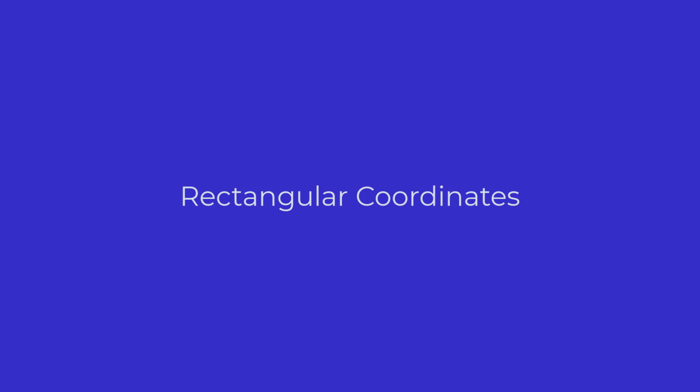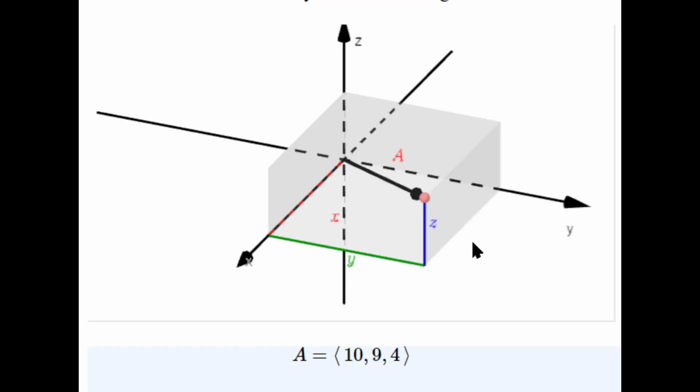And in the rectangular coordinate system, we just add an additional axis, the z-axis. So for instance, if we define the location of this point here, it will have a three-coordinate location. So we have x, 10, y, 9, and a z value of 4. And so any spot in this three-dimensional environment can be defined with these three coordinates.